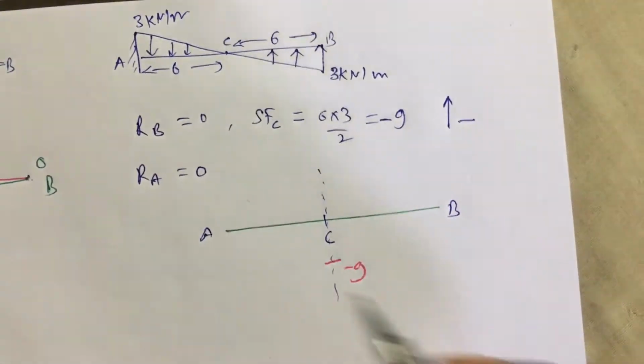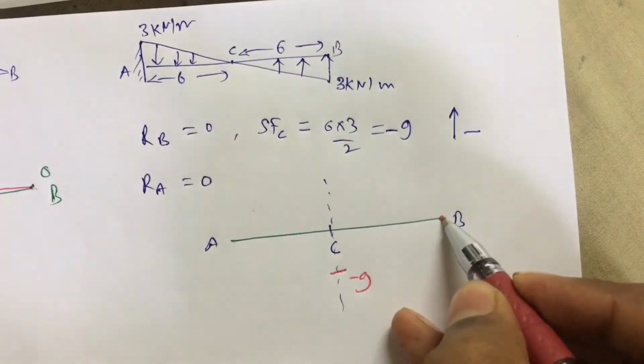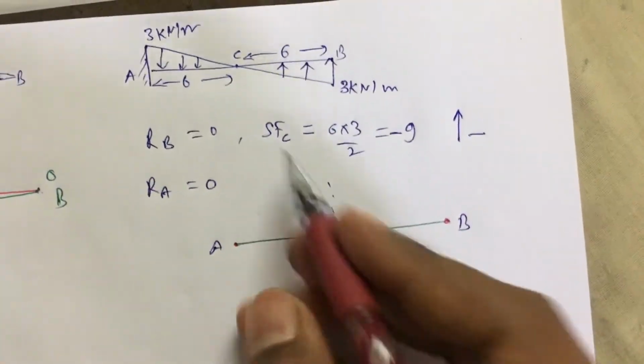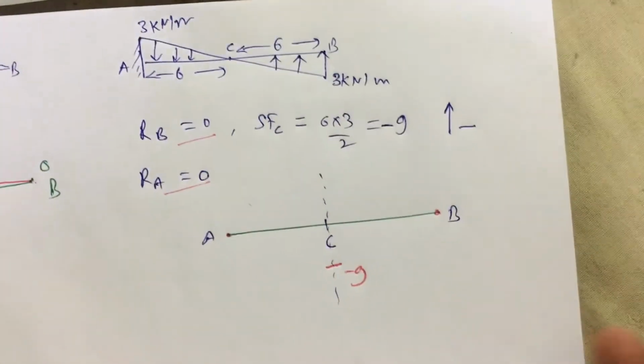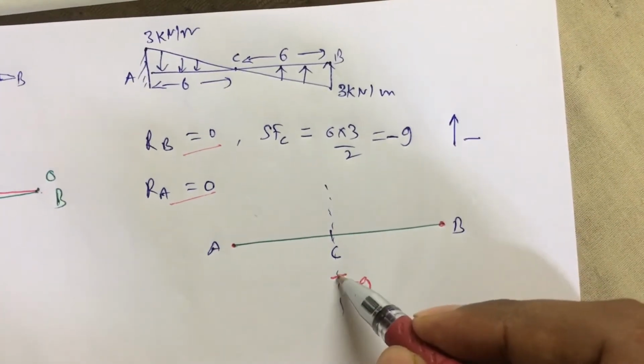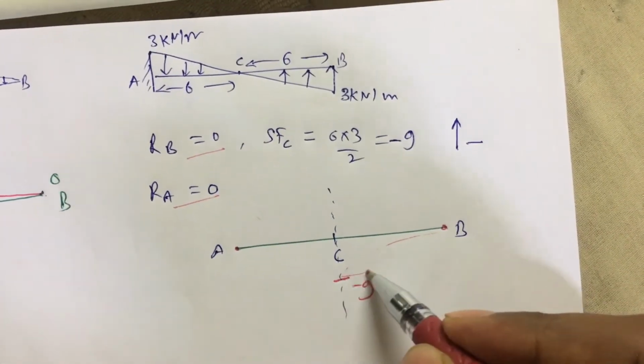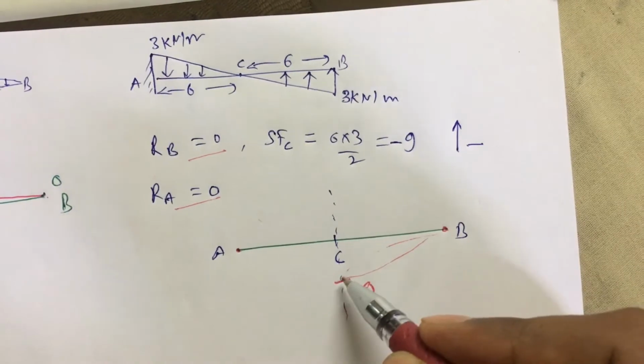Downward. Okay, now from here this is also 0, this side also 0, shear force is 0, data is there, RA is 0, RB is 0. Now you will draw your curve like this, or like this, right? I mean like this or like this.